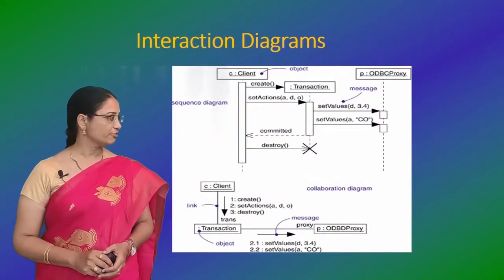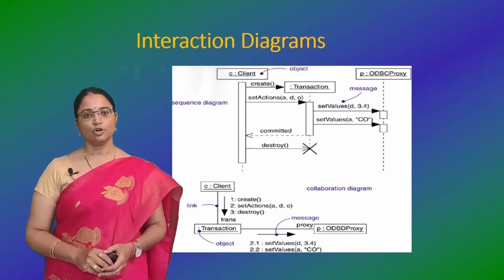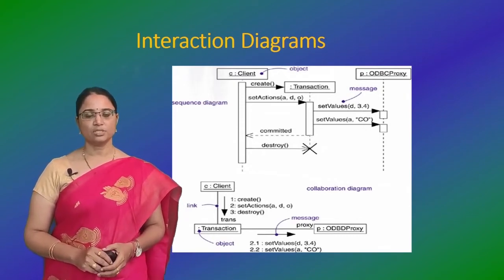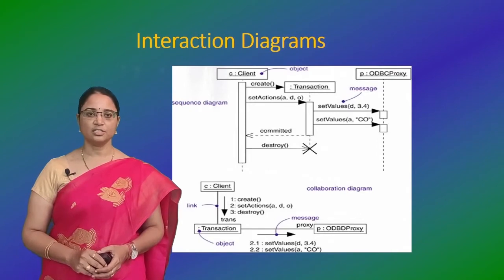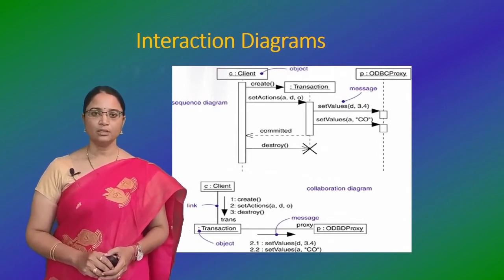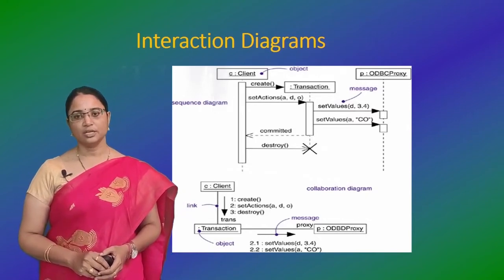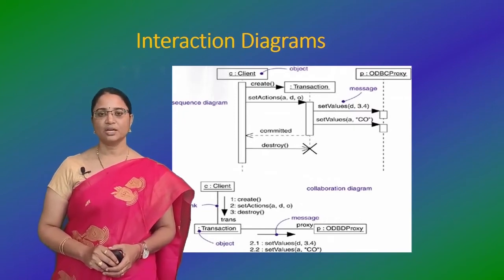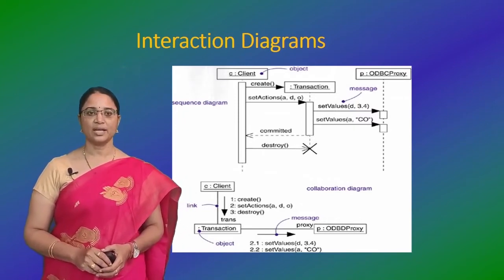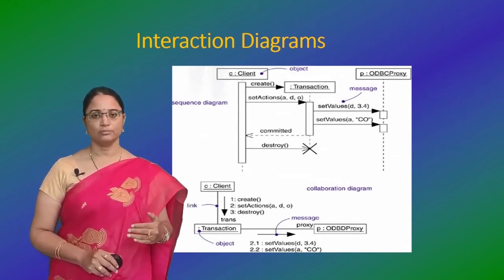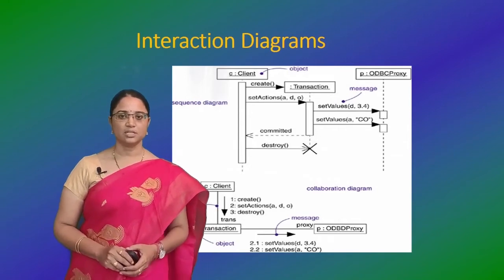If you see the figure here, it has 3 objects: client, interaction, ODBC proxy. The client wants to make a connection with the ODBC proxy, so it automatically creates a transaction. With the transaction, it sets the values of the ODBC proxy. After the completion of the task by the transaction, it kills the transaction object, and next the connection is established between the client and the ODBC proxy. That's what I explained here. This is a sequence diagram. So the messages are passed in order, in a timely manner. This is nothing but a sequence diagram.